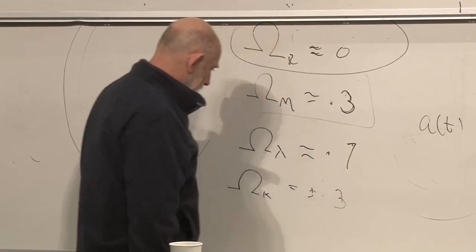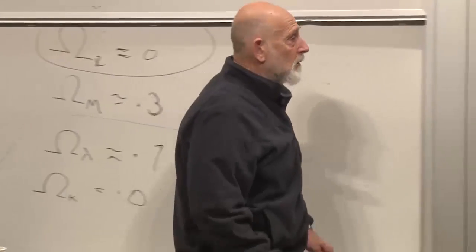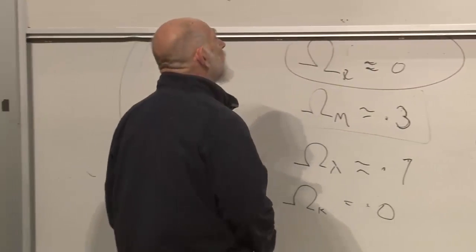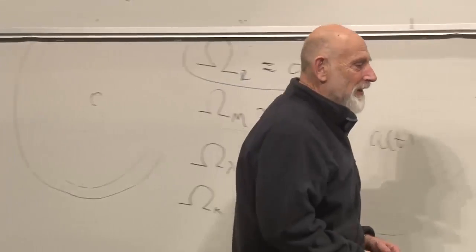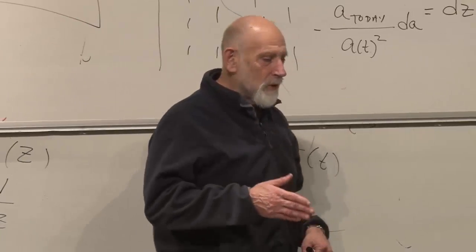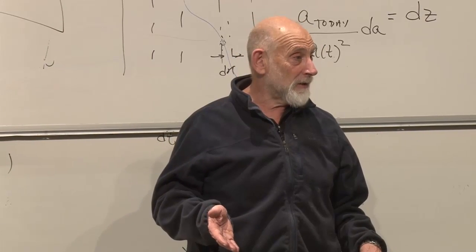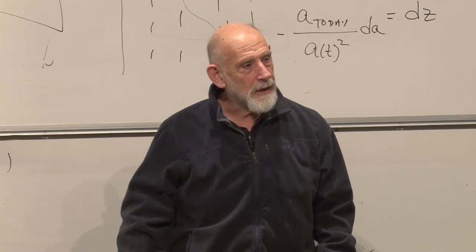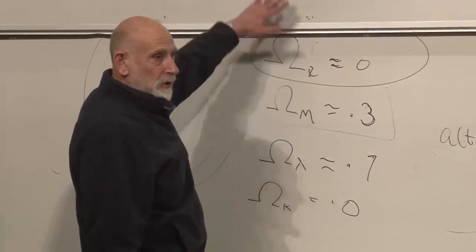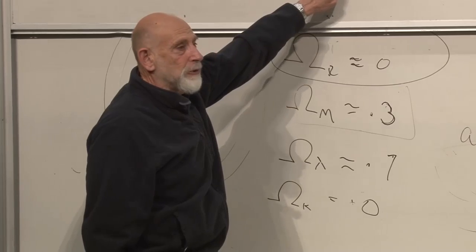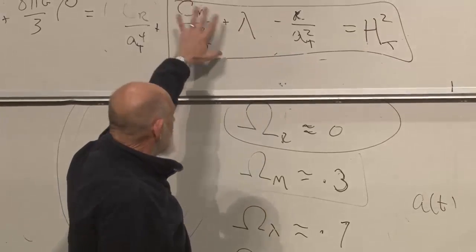And omega k, well, we don't know that. When I said we don't know that, I mean we know that it's 0 to within about 1%. The next round of experiments might discover that it's not 0, that it might be 1%, either plus or minus. That won't change much. Well, yes, it will change. It will get smaller, because lambda will eventually defeat this by any arbitrary amount. So eventually all it'll be is lambda.